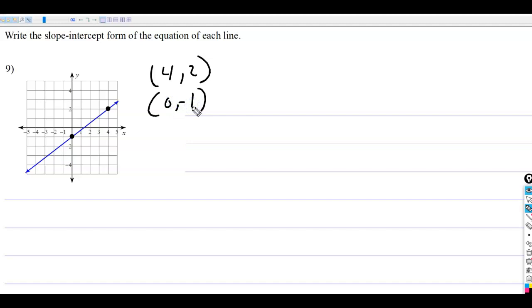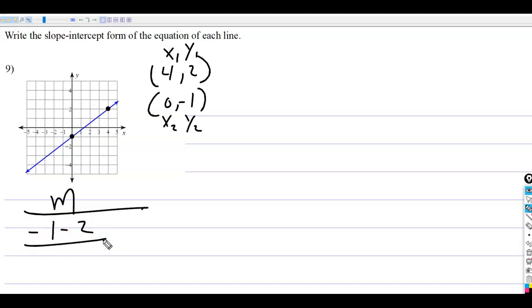So once you pick 2 points on the line, you can go through the same exact steps we did on the last problem. We can call this pair x1, y1, and we can call this the x2, y2 pair. So now if I wanted to find my slope, we would just do y2 minus y1 over x2 minus x1, which is -3 over -4. The negatives cancel, and we have a slope of 3/4. So that's how you can do it.